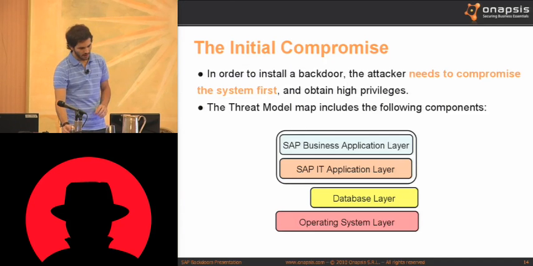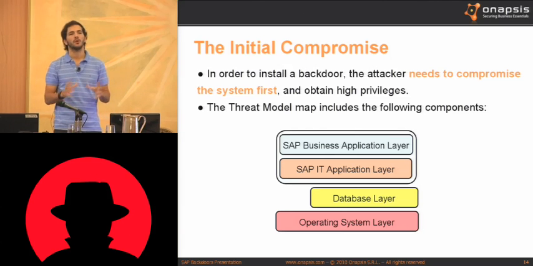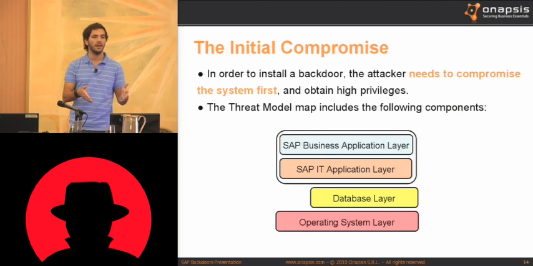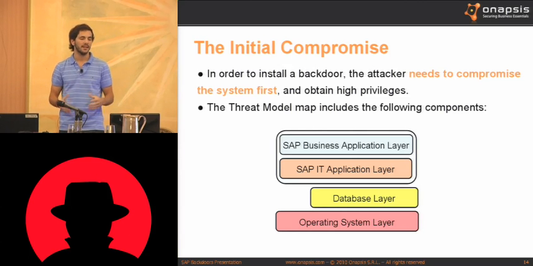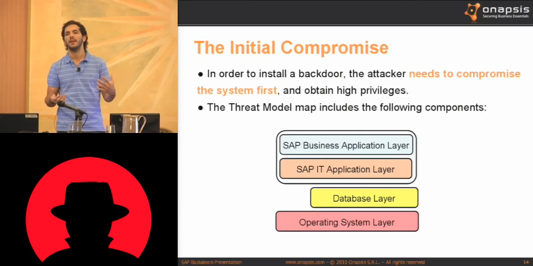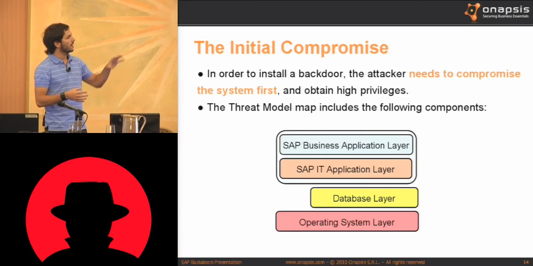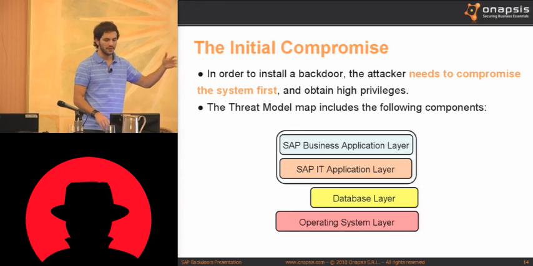I told you before that for someone to install a backdoor in a system, he has already compromised it. So all the things we're going to look at today are what an attacker who has already compromised an SAP system can use to backdoor it. In an SAP system, the threat model will be composed of these components.